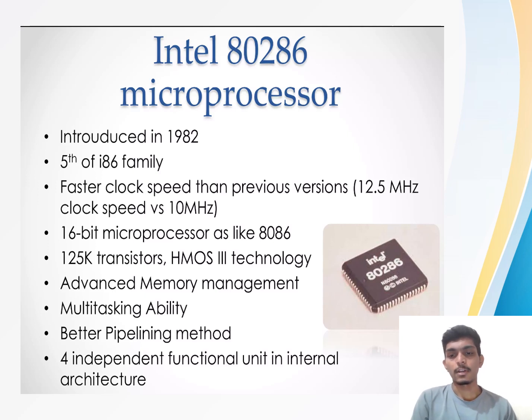Intel 80286 microprocessor was introduced in 1982, the fifth generation of the x86 family. It has a faster clock speed than previous versions, 12.5 MHz compared to 10 MHz. It is a 16-bit processor like the 8086 microprocessor. It has 125K transistors, HMOS 3 technology, advanced memory management, multitasking ability, a better pipeline method, and 4 independent functional units in the internal architecture.